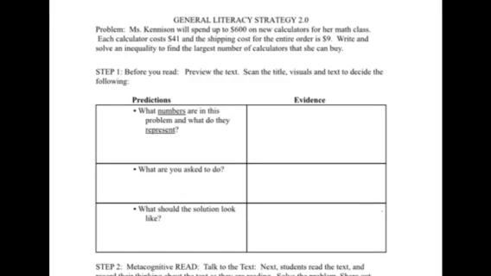Welcome to Station 2, the General Literacy Strategy. Now, since we've done these a few times before, I'm going to go quick today, starting with our pre-read, where we're looking to see if there's any specific information from the story we can get right away. Things like the numbers that we're going to be using. So I see the number $600, the number $41, and the number $9. My answer has to have something to do with those things.